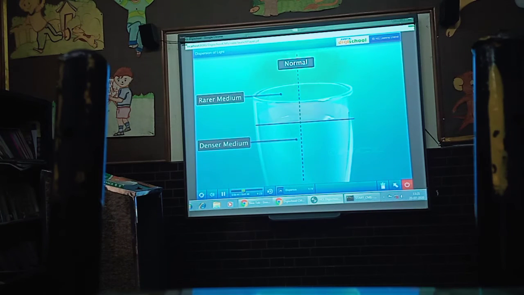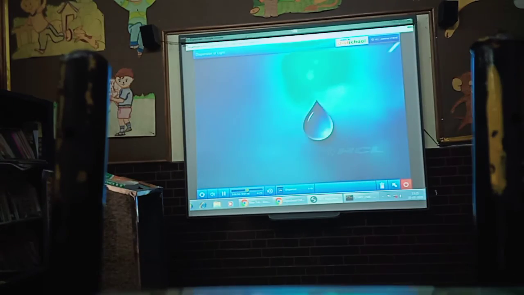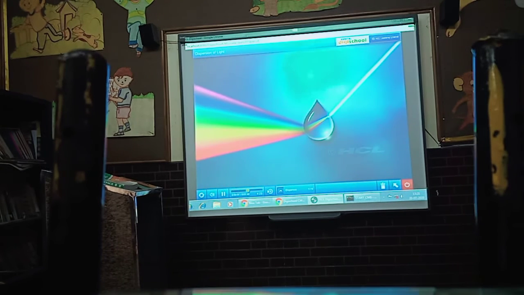Light travels faster in a rarer medium and slower in a denser medium. When a light ray passes from one medium to another, its speed will change. When the light ray strikes the interface between the two media at an angle, it will be bent towards or away from the normal. Different colors in a light beam travel at different speeds. White light is composed of 7 different wavelengths: violet, indigo, blue, green, yellow, orange and red.